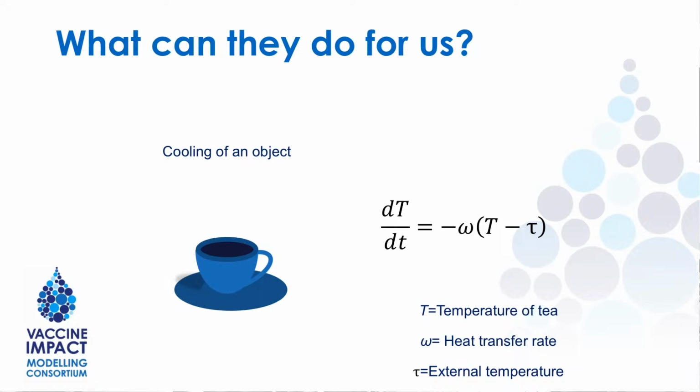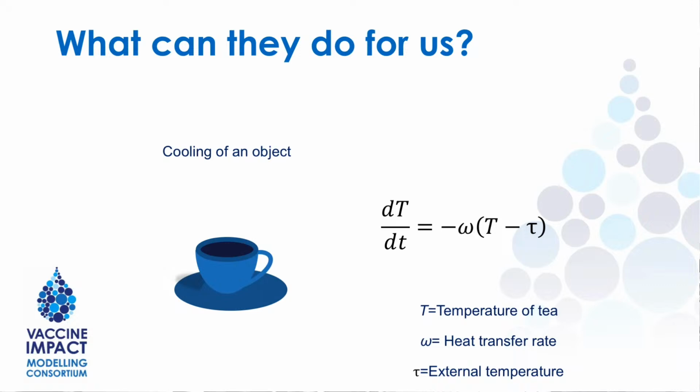Again, there might be other things going on. But we've got a couple of parameters here. We've got our heat transfer rate, and you can see that's going to affect the rate of decline in the temperature of the tea. And then we've got an external temperature as well.